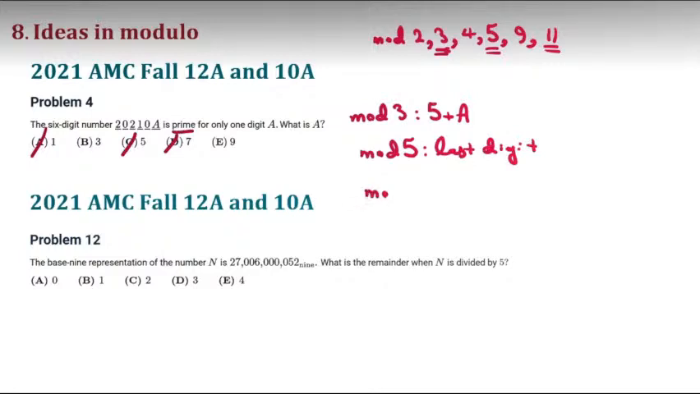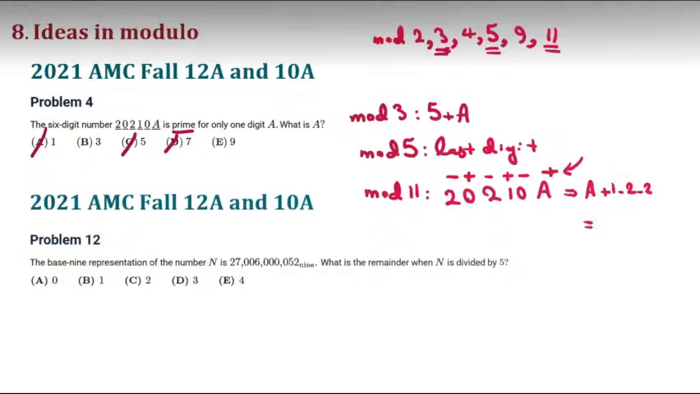Now let's consider mod 11. For mod 11, the idea is this. You write the number 20210A from the right. Start from here. Plus, minus, plus, minus, plus, minus. The idea is this. And easily we can prove it with mod. If you want to know, it takes around, for example, 3 minutes to tell you. But because there are lots of ideas I should tell you, you can send a message to my WhatsApp number for that. Now it will be A plus 1 minus 2 minus 2, which is A plus 1 minus 4, A minus 3. 3 will be bad, so the answer is E.